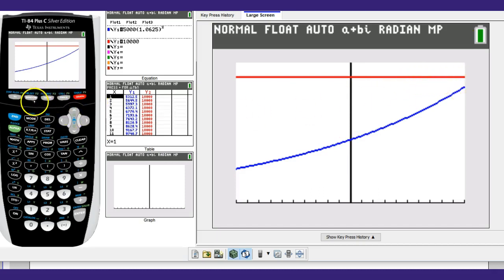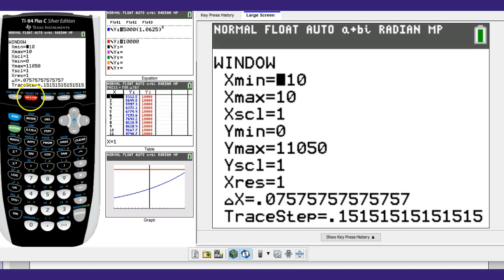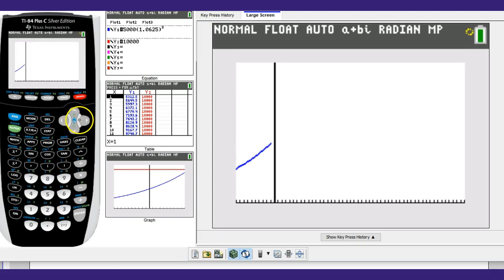Oh, that's right. You see how this is up to 10? That's 10: 1, 2, 3, 4, 5, 6, 7, 8, 9, 10. I want to go beyond 10 because the graph goes further than that. So back to window. I'm going to make my X value a little bit bigger. Let's say 50. All right, let's see what I get. Yeah, we're definitely going to see the intersection now.